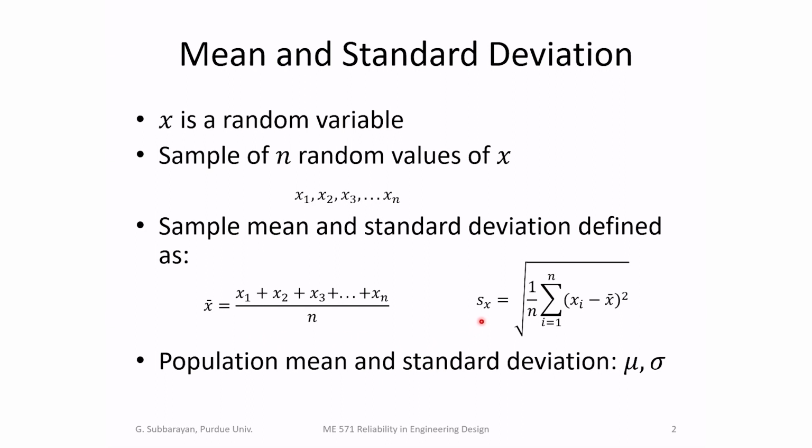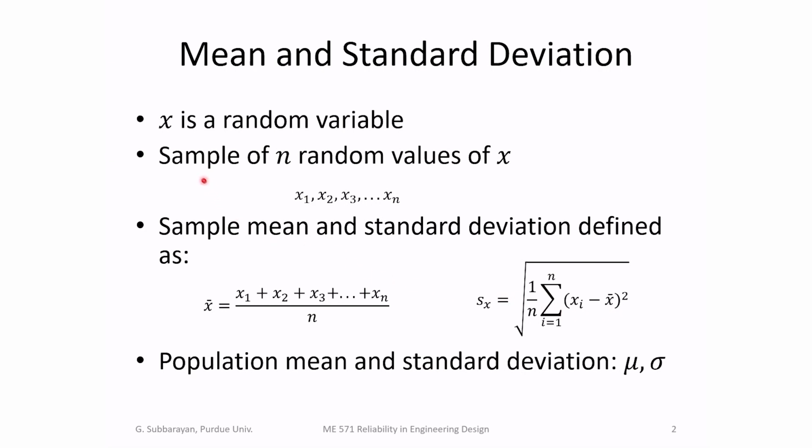Similarly, the sample standard deviation, which I'm going to denote as S sub x. The subscript x describes the fact that this is the standard deviation of the variable x. The standard deviation of x is defined as the square root of 1 over n times the summation of (xi minus x bar) squared. X bar is the value that you calculate here. So the process is always to first find the mean value and then find the standard deviation using the mean value that we've estimated.